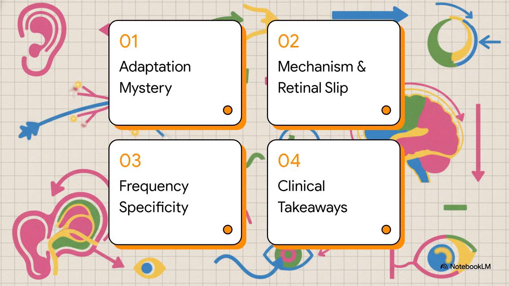As for our agenda today, we've got four main stops. First, we'll tackle a really common clinical adaptation mystery. Second, we'll get into the mechanisms of retinal slip. Third, we'll cover frequency specificity. And finally, we'll wrap up with your key clinical takeaways. Let's get right to it.